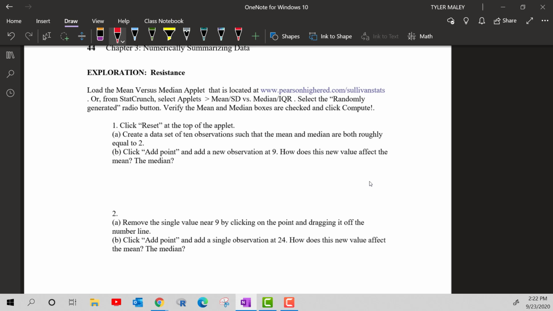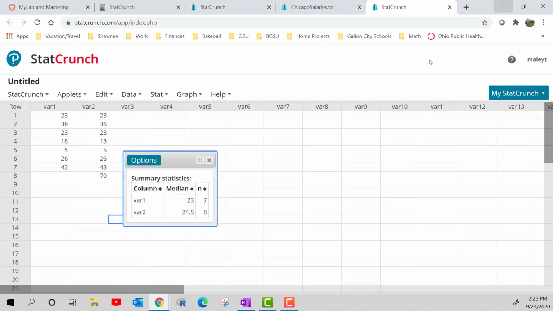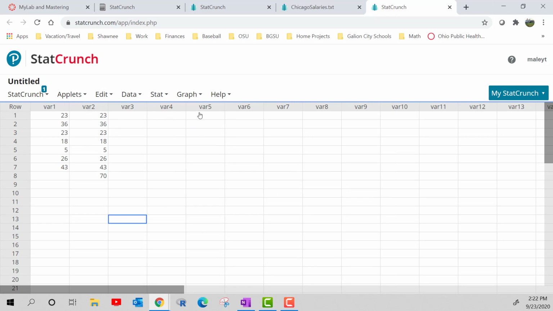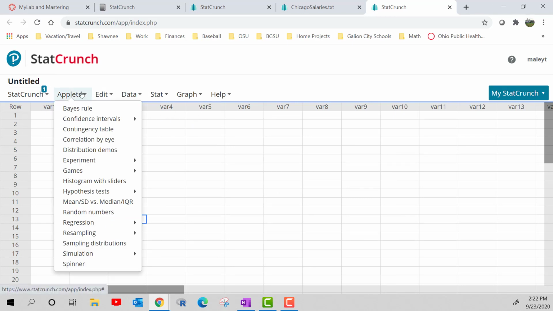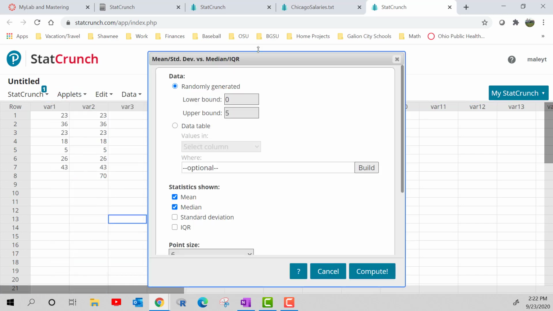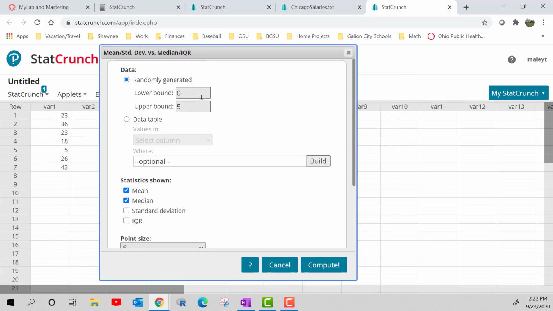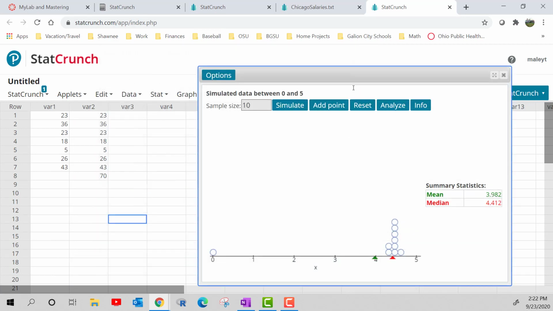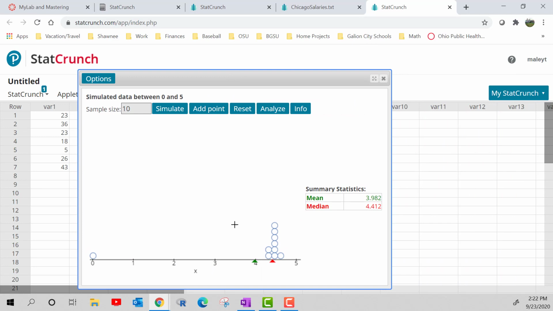All right, so now what I'd like to do is some exploration, and there are directions listed here. I'm going to just use StatCrunch. It says to go to applets, and then there's this mean deviation versus median IQR. We open this up, and I'm just going to hit compute with what's listed there, and it gave me some values here.